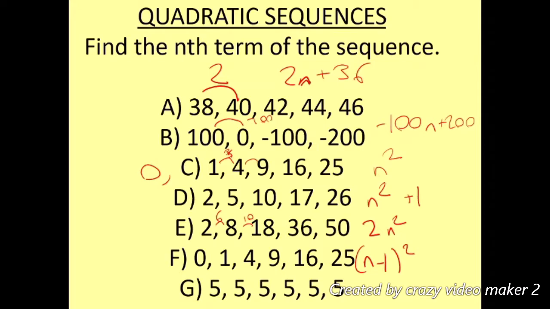Now G, I always find it a bit funny that people get this wrong. Yeah, but the answer is just 5. Okay. If you want to be technical, it's really 0n plus 5. Okay, but what's the point of writing 0n? And if you look, my difference is consistently 0. So you could say it's a linear sequence.